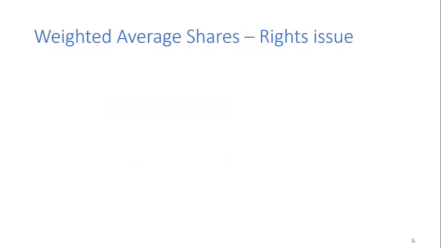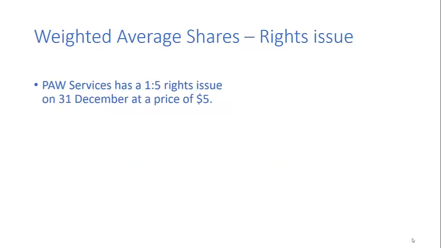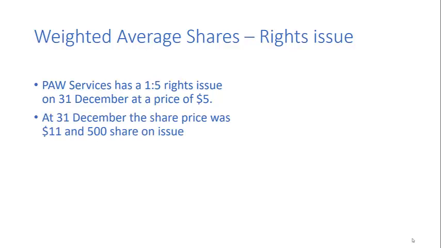A rights issue is a bit of a combination of the two, because let's just think about an example here. Poor Services has a 1-for-5 rights issue on the 31st of December at $5 per share. At the 31st of December, the share price was $11 and 500 shares were on issue. The issue here is that when we have a rights issue, there are going to be two aspects to it. One, there's going to be a bonus element, which is a bit like we've seen previously, and two, there's going to be a new shares element, which was also like we've seen previously. So let's just see how this plays out.